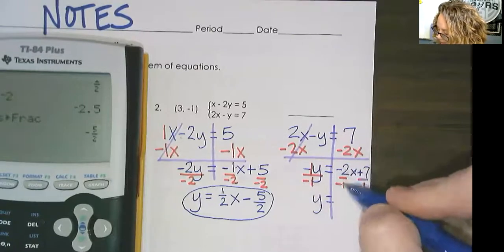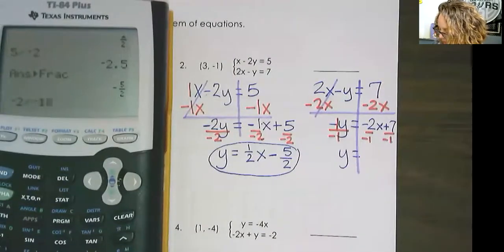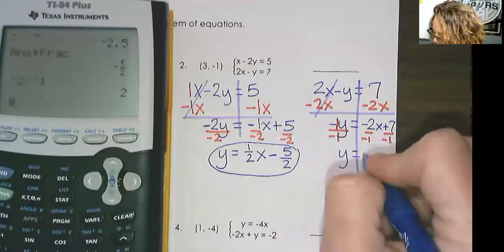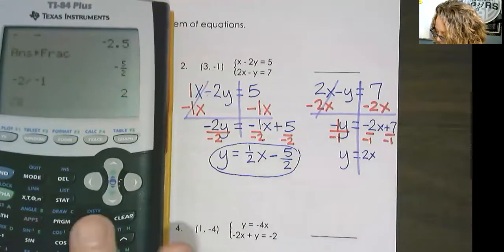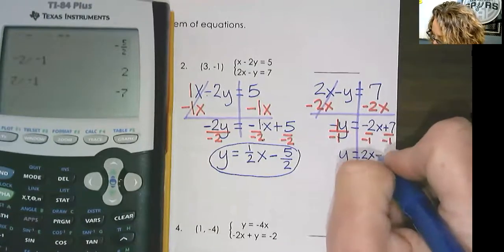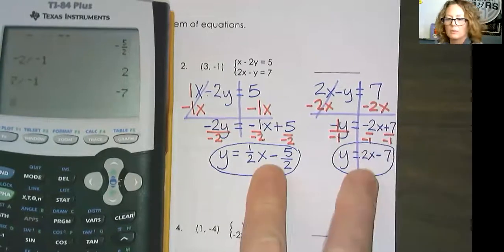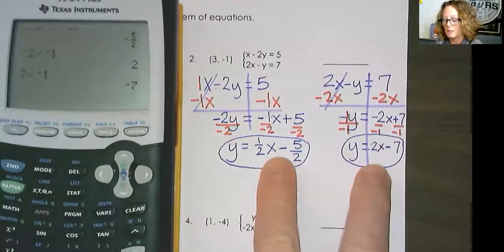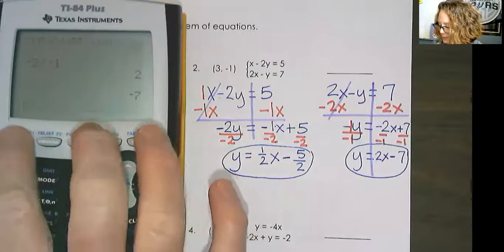And then negative 2 over negative 1, we'll simplify that in our calculator. Negative 2 over negative 1 will simplify to positive 2. And then 7 over negative 1 will simplify to negative 7. So we'll put minus 7. So now we have our two equations. We can put both of these in here and graph them and see if this is the point they intersect at. So I'm going to hit y equals.